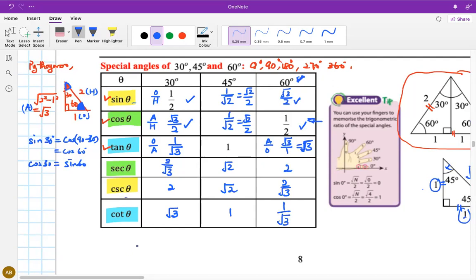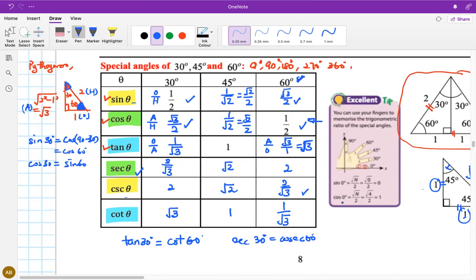So as we know, tangent 30 is equivalent to cotangent 60. You can see here, tangent 30 is 1 over square root 3, so cotangent 60 is 1 over square root 3. This one is also the same. Secant 30 degree is the same as cosecant 60 degrees. Secant and cosecant, right? So you can check.